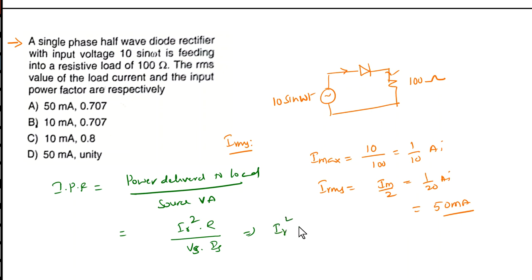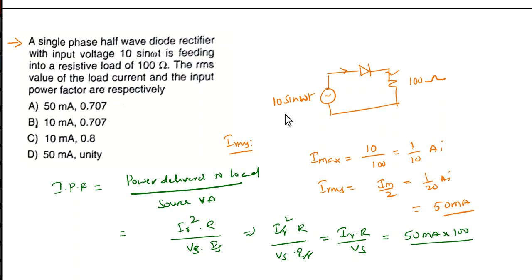So IR square into R divided by VS into IR. So IR gets cancelled. So IR into R divided by VS is nothing but your power factor. Okay. So what is IR here? You got it, 50 milliamperes into resistance value is 100. What about the source voltage? Source voltage is Vs, so it is a maximum value.